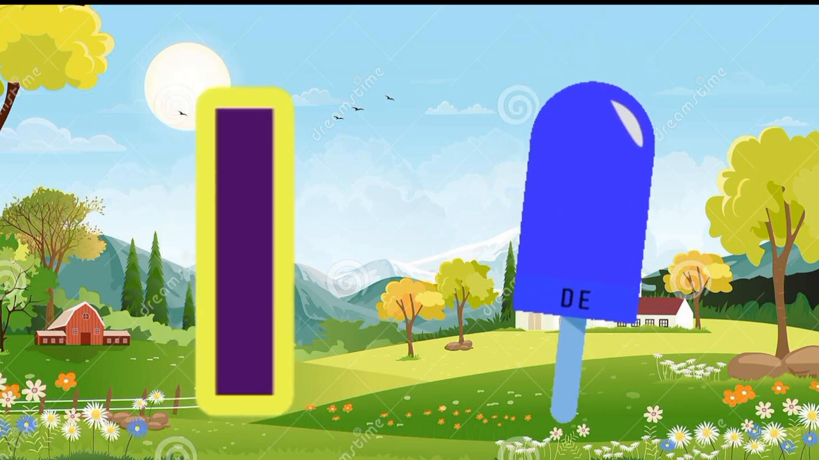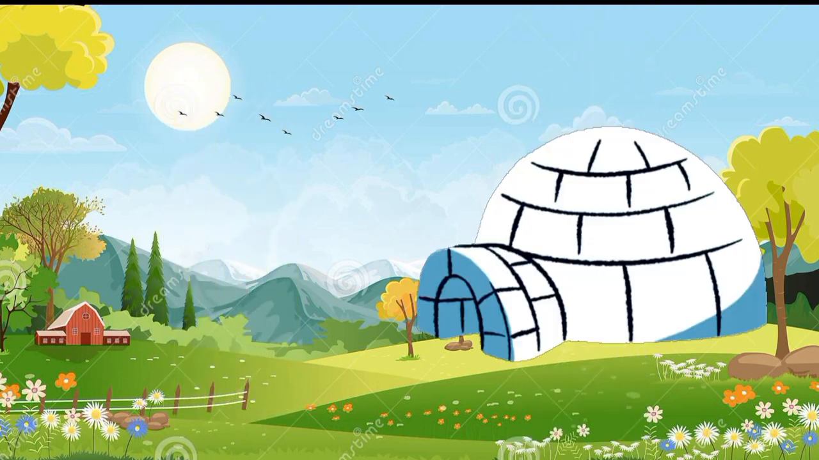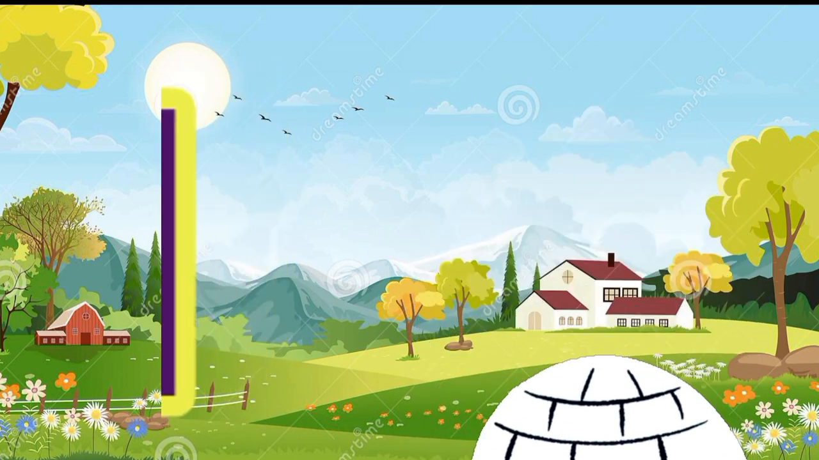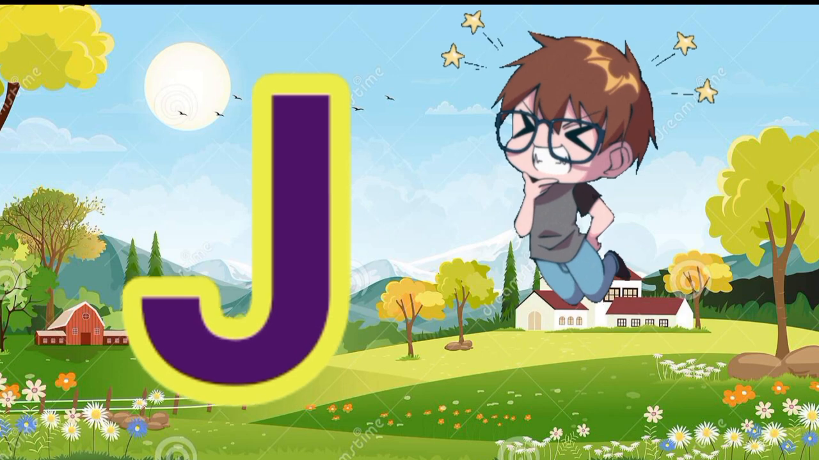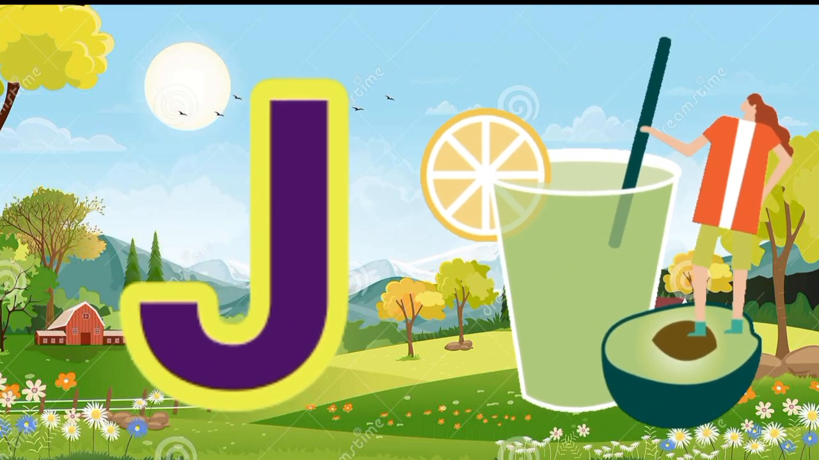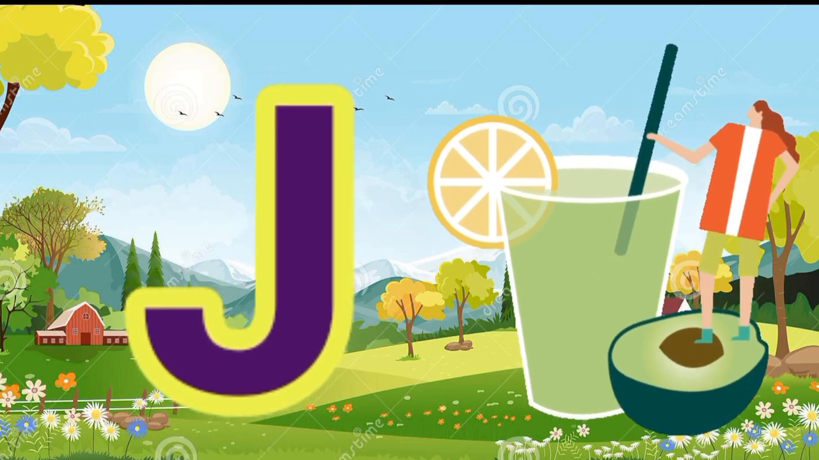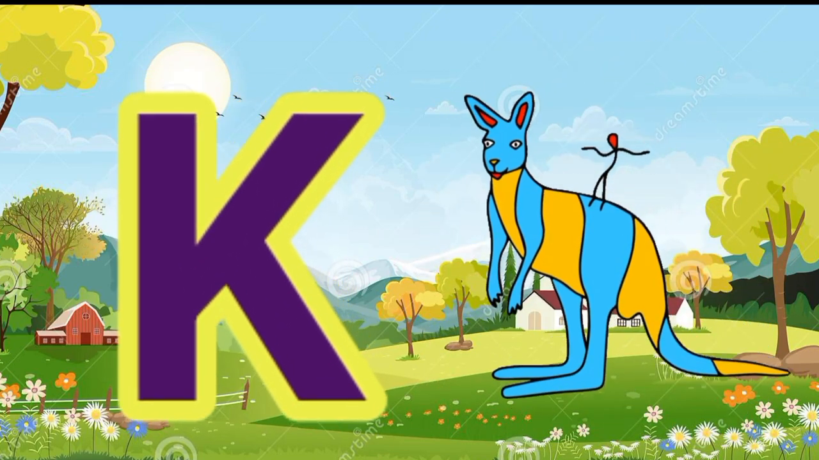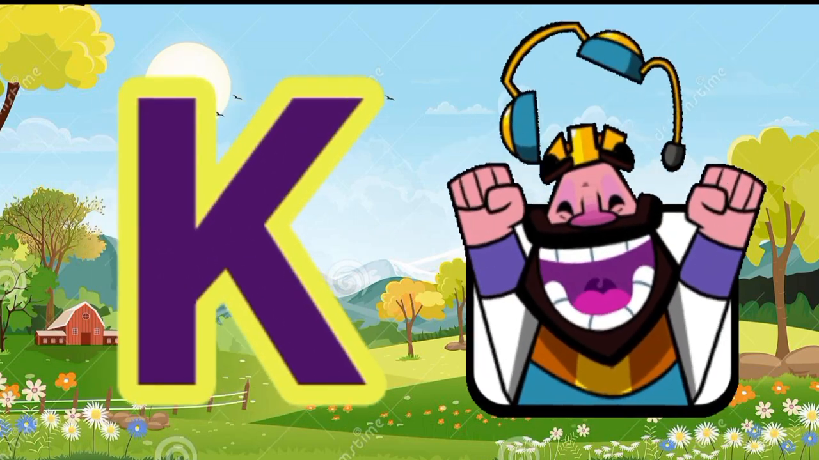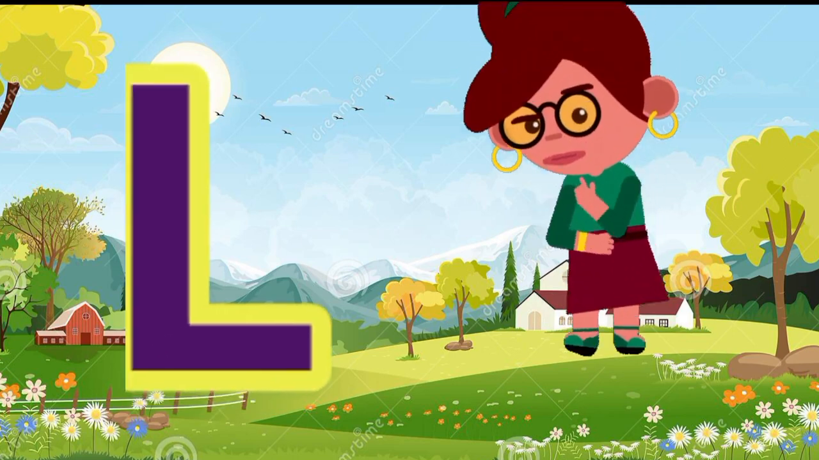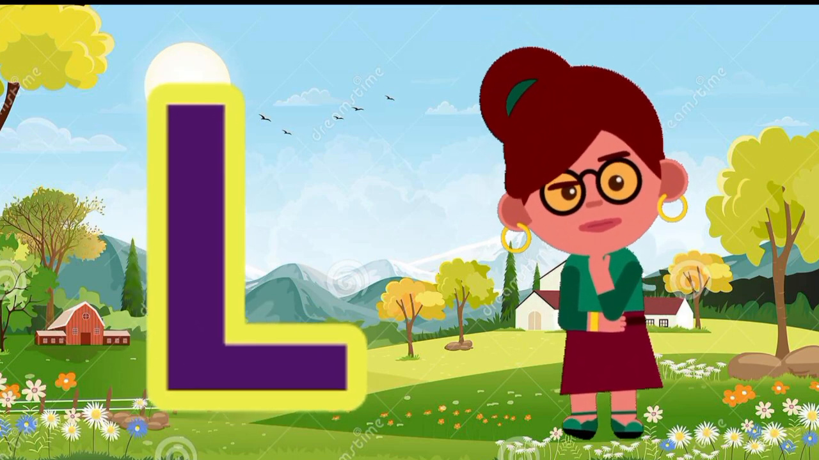I for ice cream. I for igloo. J for jump. J for juice. K for kangaroo. K for king. L for lady.